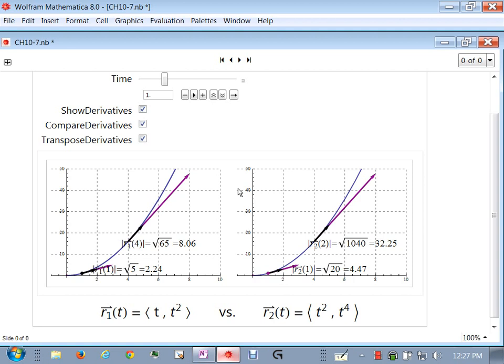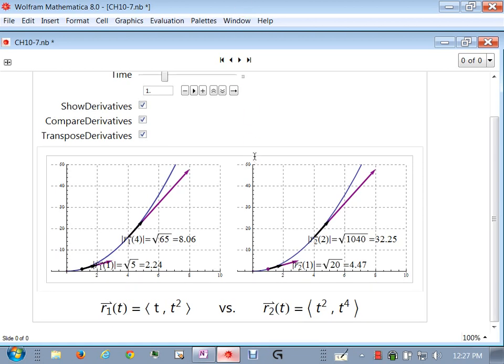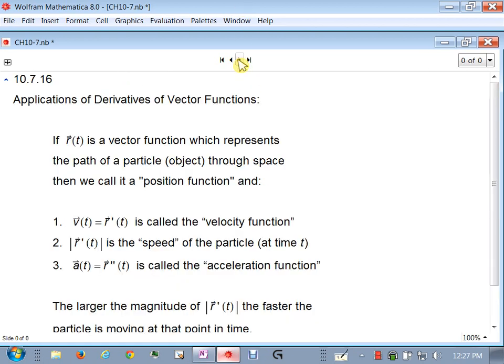So the tangent vector, the derivative, the length of it is longer. That somehow represents the speed at which I'm moving. And that's kind of the crux of what this is all about. If r of t is a vector function which represents the path of an object through space, then we call it a position function. It tells you where something is.